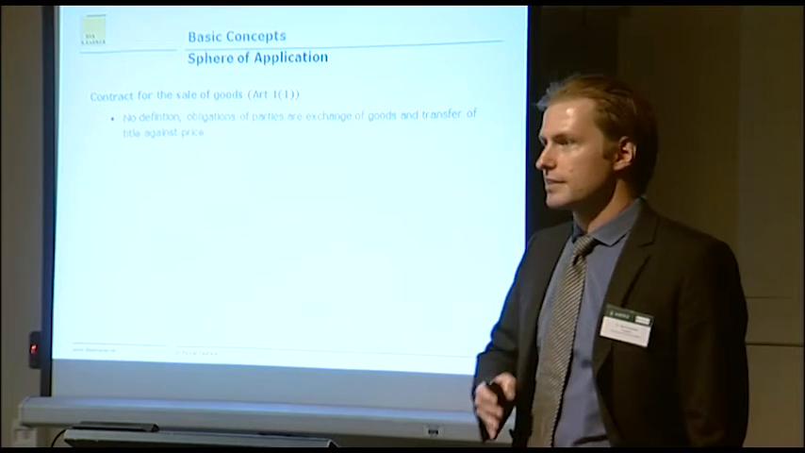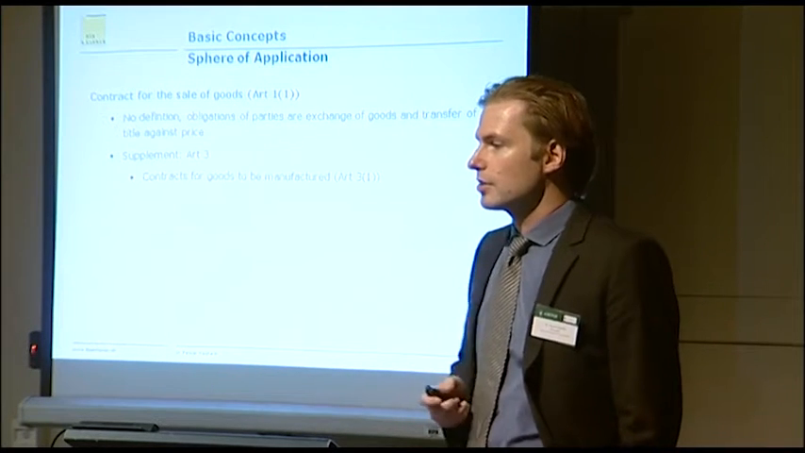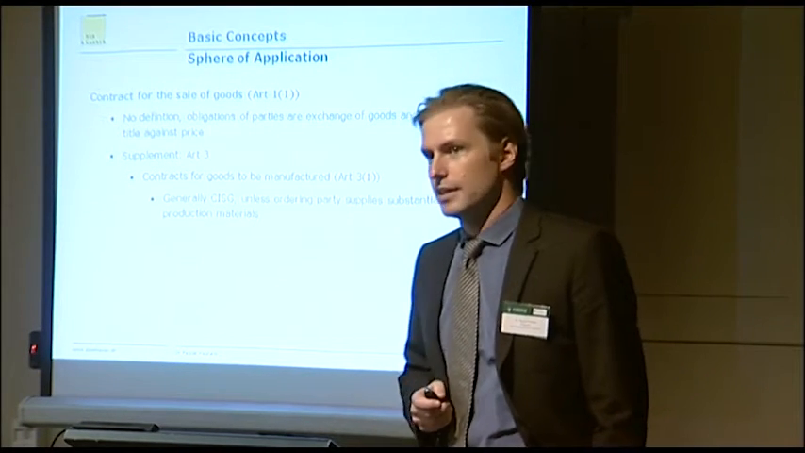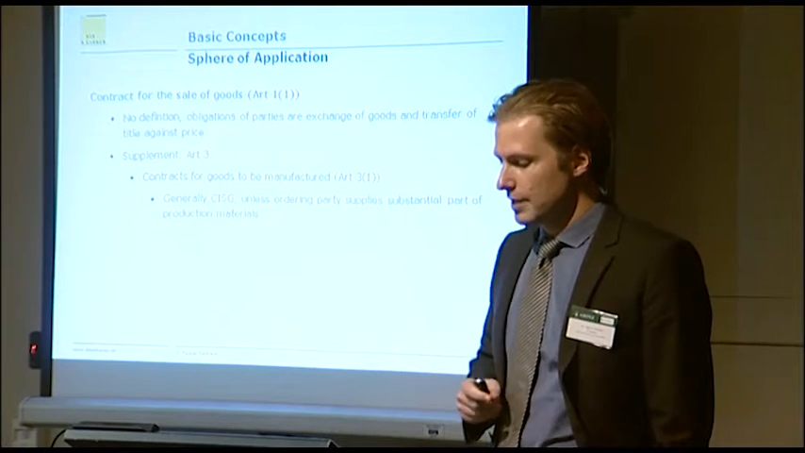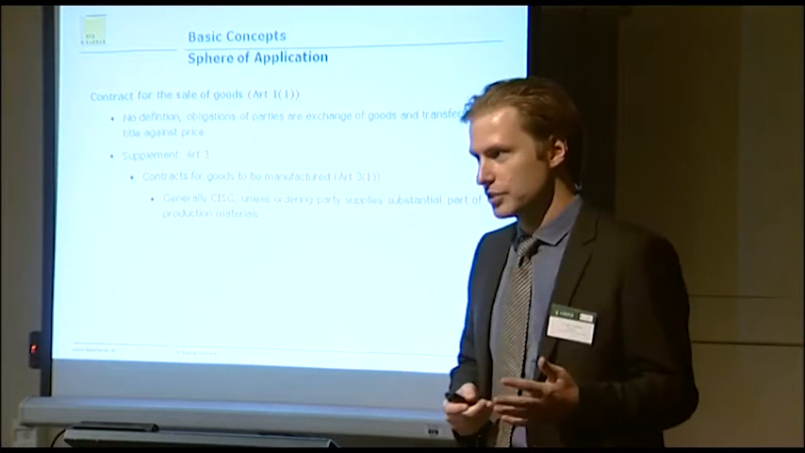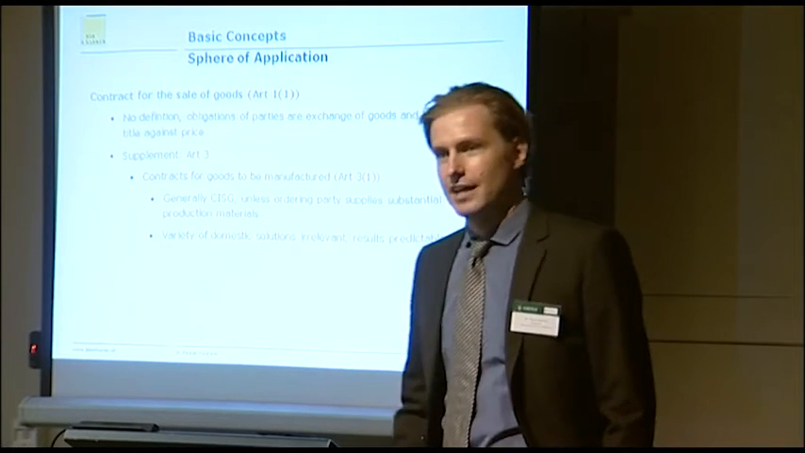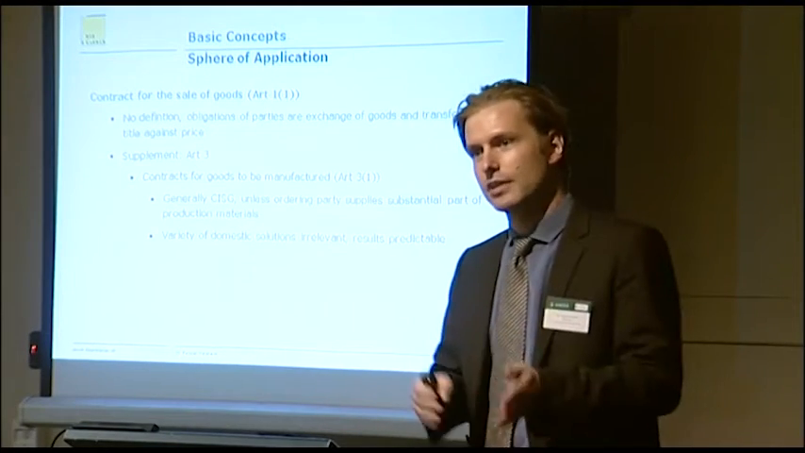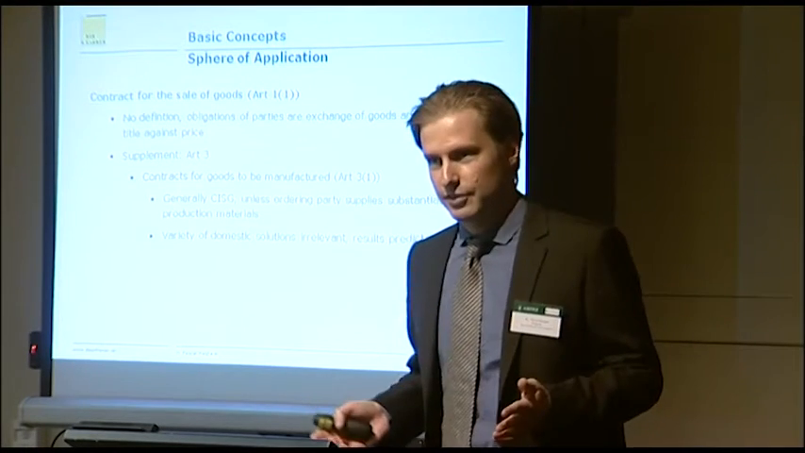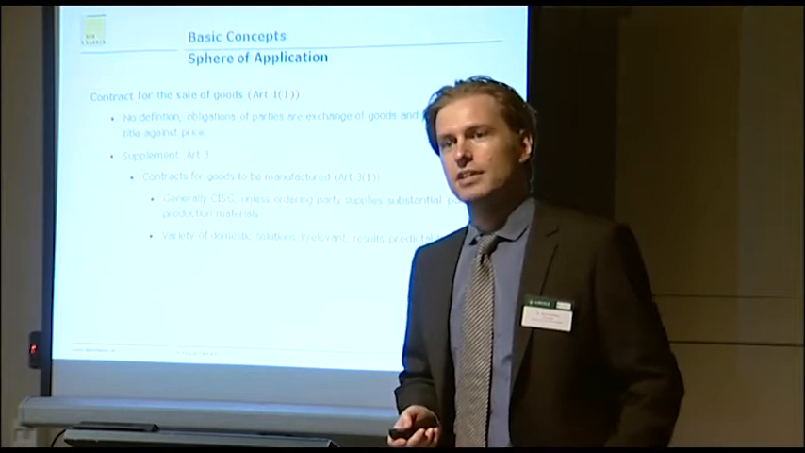Now, this general understanding of contract is then supplemented by Article 3, which first addresses contracts for goods to be manufactured. Also these are generally subject to the CISG unless the ordering party supplies a substantial part of the production materials necessary to actually manufacture the goods. This means that the variety of domestic solutions that have been developed to distinguish contracts for sale and contracts for work and materials or supply contracts, or whatever term you may wish to give, are irrelevant for the CISG with one single criterion, which also means that the results achieved are very predictable.